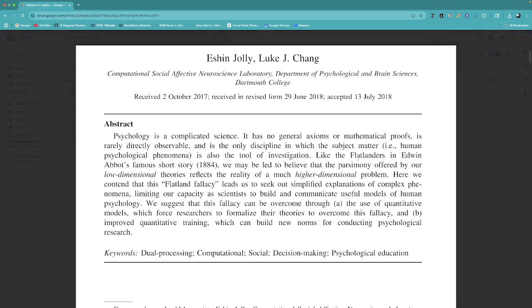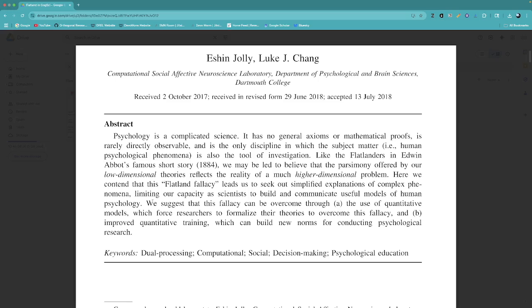Like the Flatlanders in Edwin Abbott's famous short story from 1884, we may be led to believe that the parsimony offered by our low-dimensional theories reflects the reality of a much higher dimensional problem. Here we contend that this Flatland fallacy leads us to seek out simplified explanations of complex phenomena, limiting our capacity as such to build and communicate useful models of human psychology.